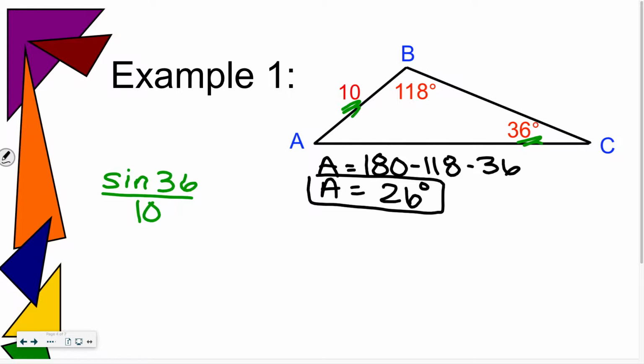Okay, so A is equal to 26. Now what do you want to find? Side A. Okay, so if we know the ratio of sine C to side C, then we can say that that must be equal to the ratio for the sine of A, which is 26 degrees, divided by side A.